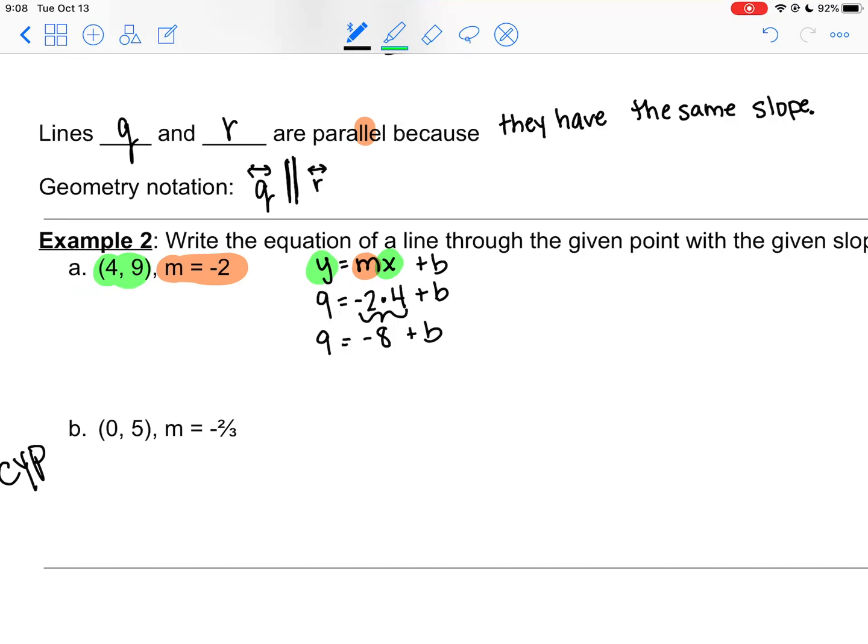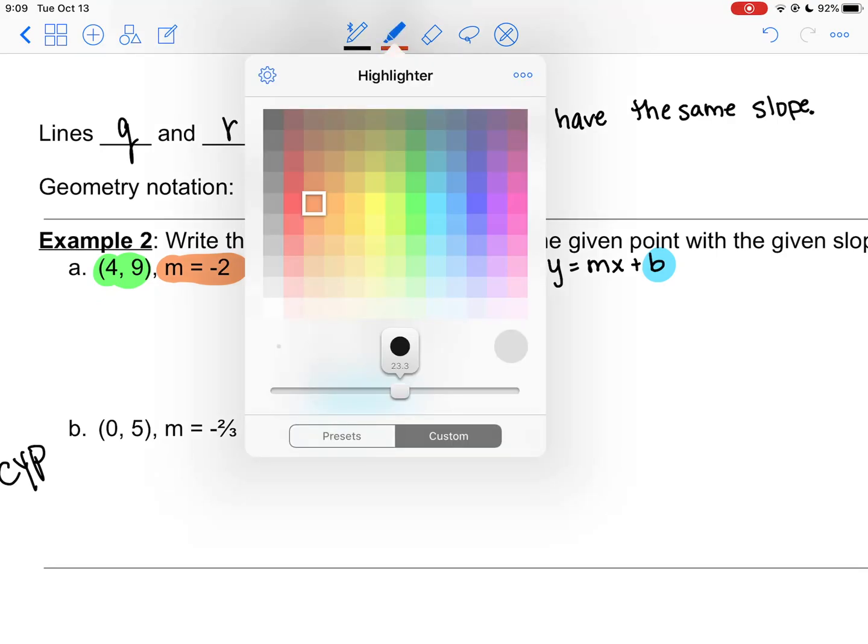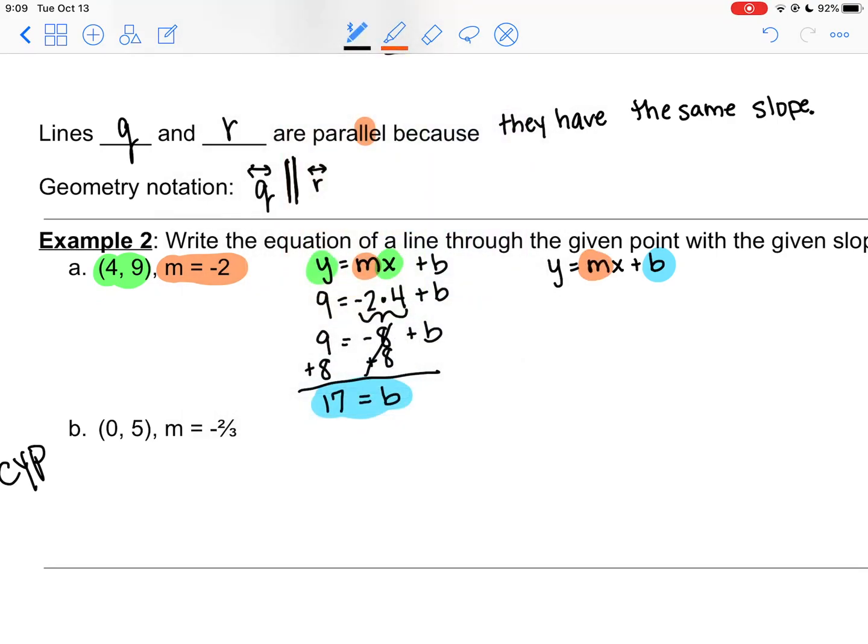To move this -8 to the other side, I need to change its sign and do +8. So I'm going to add 8 to both sides. 9 plus 8 is 17. That tells me that the y-intercept of this is going to be 17. Now that I have enough information to write it in slope-intercept form, I have both the slope and the y-intercept. For my y-intercept, I'm going to plug in 17, and for my slope, I'm still plugging in -2.